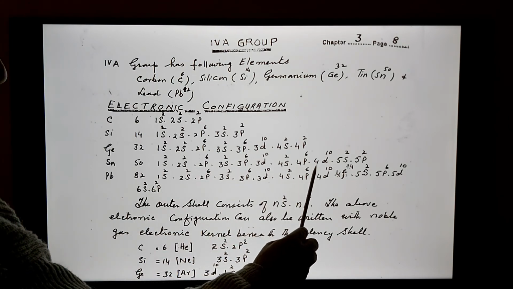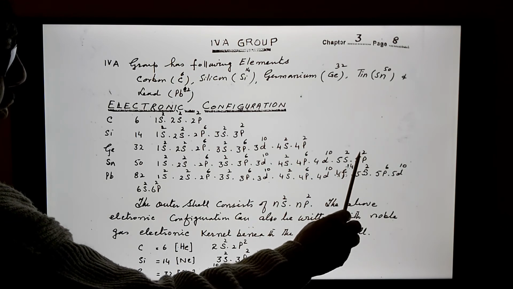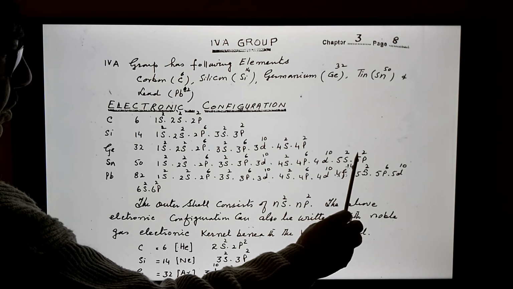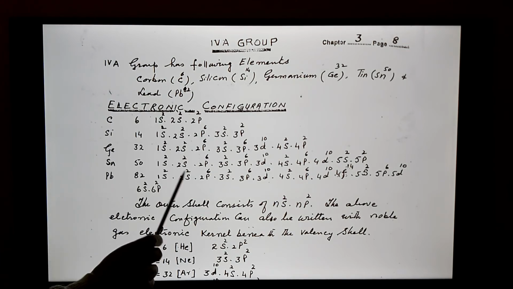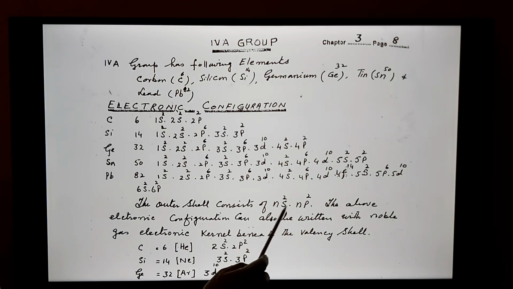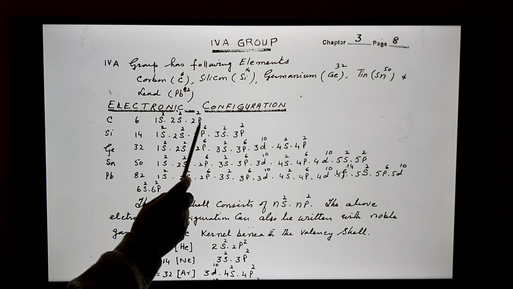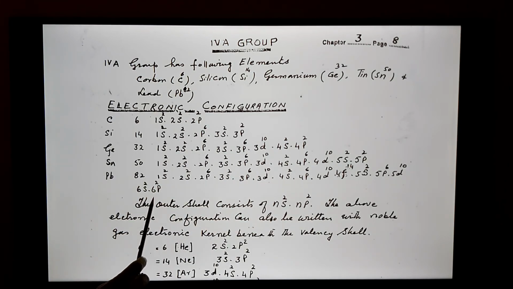Tin, proceeding through all these, on the outermost shell has 5s2, 5p2, 2 electrons plus 2 electrons at the 5th principal quantum number, so we have 4 electrons. Likewise, lead has 6s2 and 6p2. So the outer shell consists of ns2 np2. The principal quantum number can be any number from 2, 3, 4, 5 and 6. We have the s2 p2 electronic configuration.